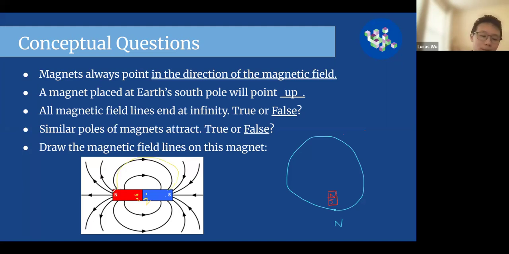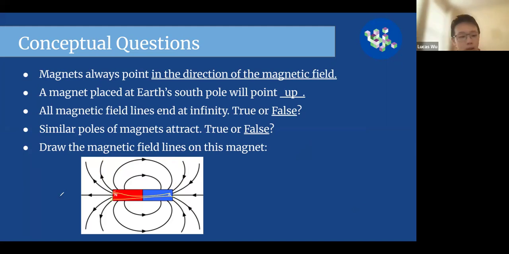So you have field lines that go away from the North Pole, but because there's also a South Pole over here, they'll be curling in the direction of the South Pole and going into the South Pole. Inside of the magnet, you'll find that the magnetic field lines point from the South Pole to the North Pole.